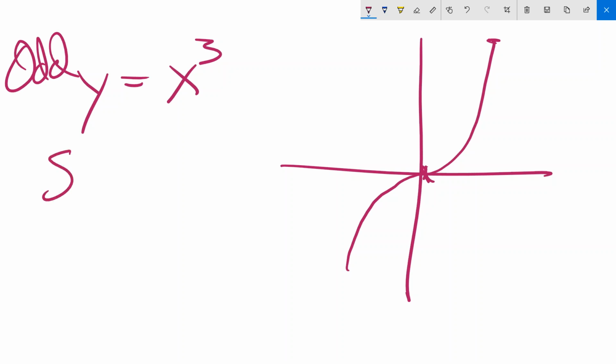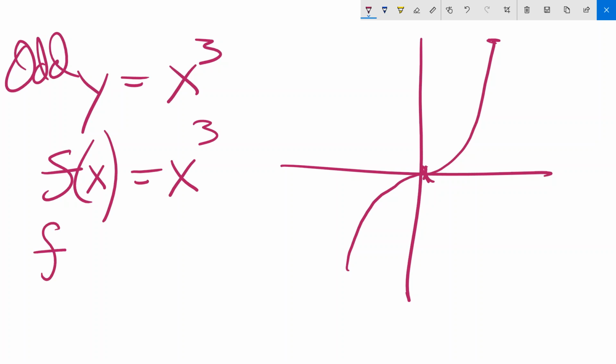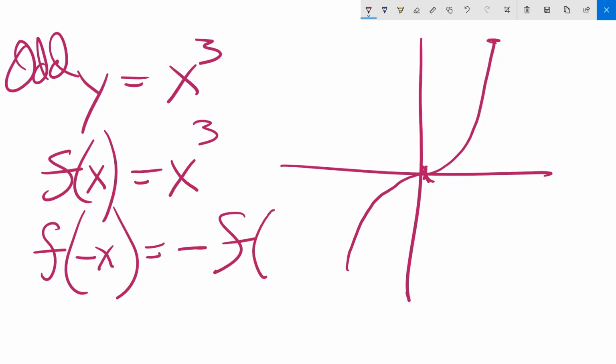In other words, if I want to write it like this, following me, y is the same as f of x. Odd functions have this characteristic. If I put a negative x in there, then they are negative f of x, which this is. If I plug in a negative x in place of x and cube it, I still get negative x cubed. So f of minus x is going to be minus x cubed, which makes it odd.